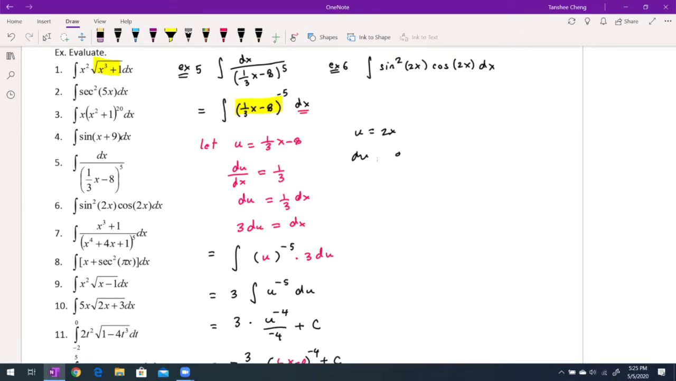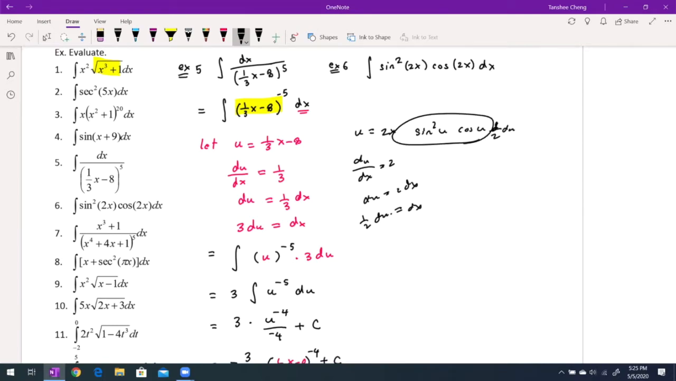Du dx is 2. So therefore du will be equal to 2 dx, which is dx is equal to, because I don't have a factor to it, 1/2 du. But take a look at right here. If you substitute this, that will be sine square u cosine u 1/2 du. Now, that's not going to help us because I still don't know how to take the integral of this function right here.